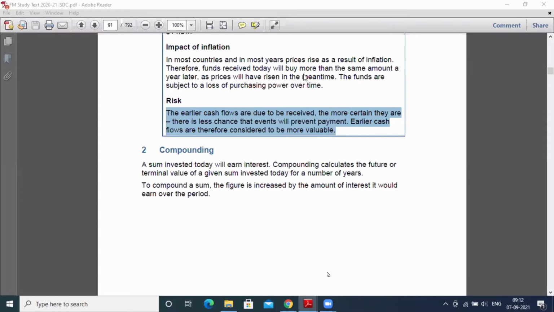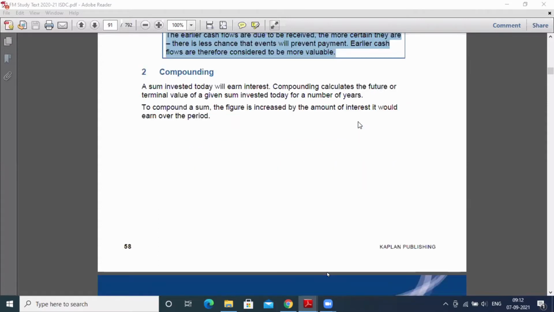Now, the power of compounding. Generally, I hope most of you might be aware of Warren Buffett. Yes, anyone?